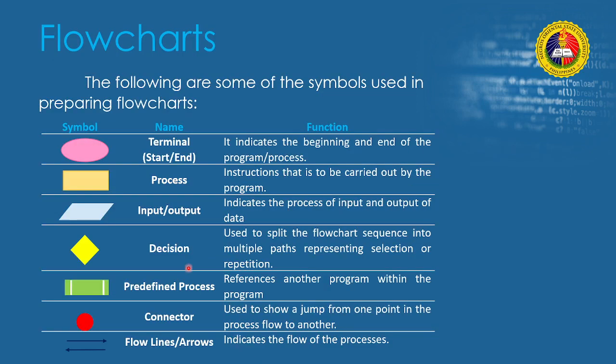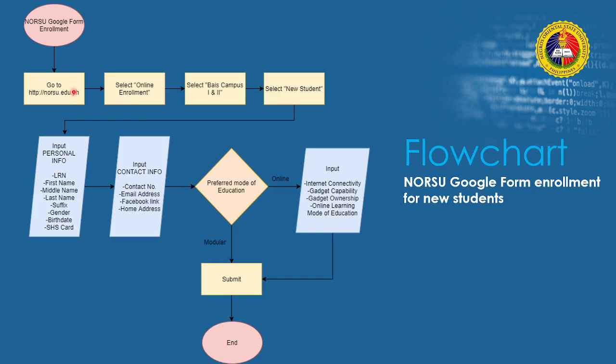All right. Then next we have process, which is a rectangle. Rectangle means it's a process, instructions that are to be carried out by the program. Basically, if it gives you an instruction, as the term suggests, a process, right? If there is an activity that needs to be done, then we are going to use the rectangle or process. So going back here, since it is instructing us to go to norsu.edu.ph and to select online enrollment, that's why we selected the rectangle. So basically, if the step is about giving an instruction to be carried out by the process or by the system or by the program, then we will use the rectangle.